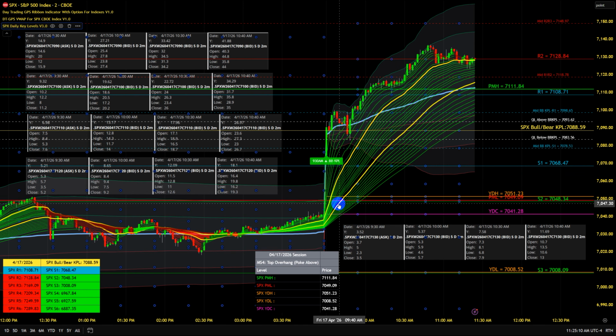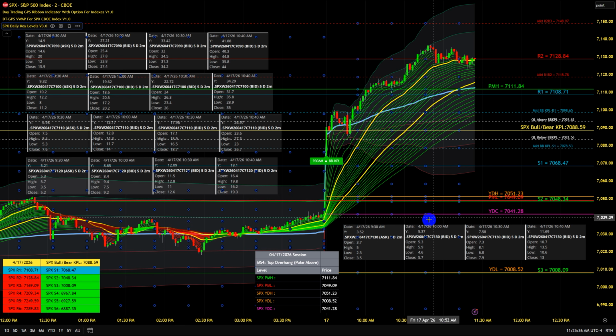So here we have this, however, we do have a very large gap up. As you can see here in our market scenario, it still says top overhang. Why does it say top overhang instead of gap above? The reason why is because even though it is gapping above, the pre-market low that we had for this morning was still below the YDH level.